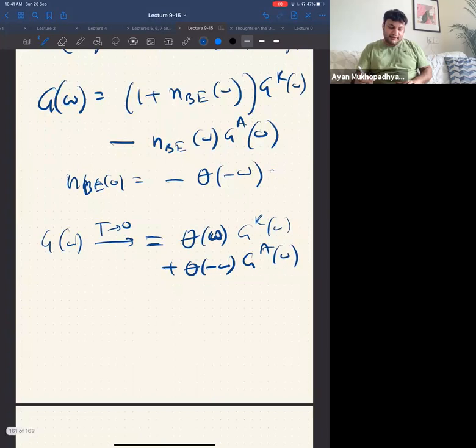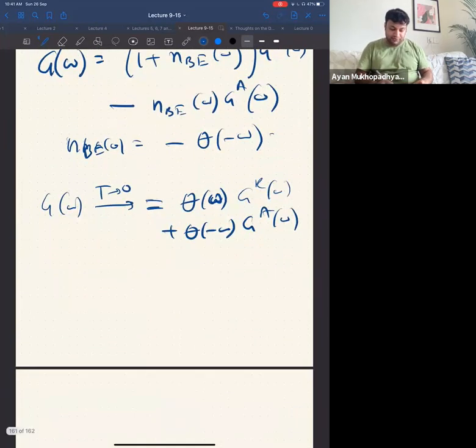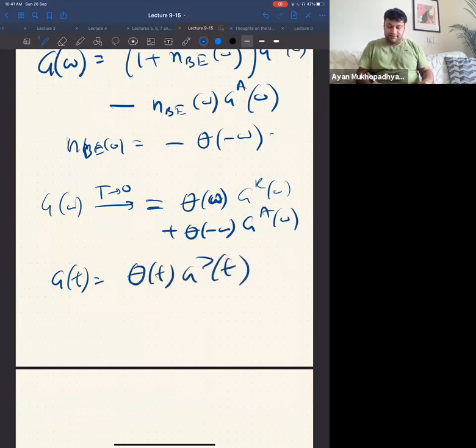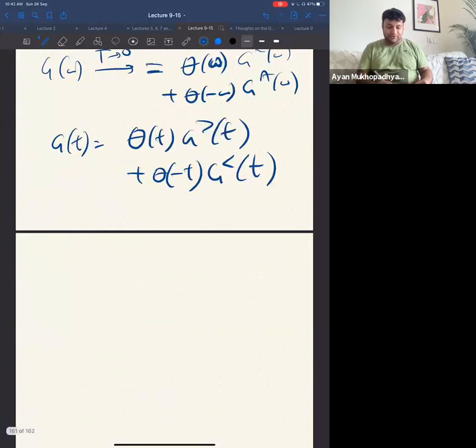One way to prove this would be to compute it. You have to say that G of t is equal to theta t times G greater t plus theta minus t times G less t, right? This is the definition of the Feynman propagator anyway. This is true for any temperature, and it's a definition that comes from time ordering.